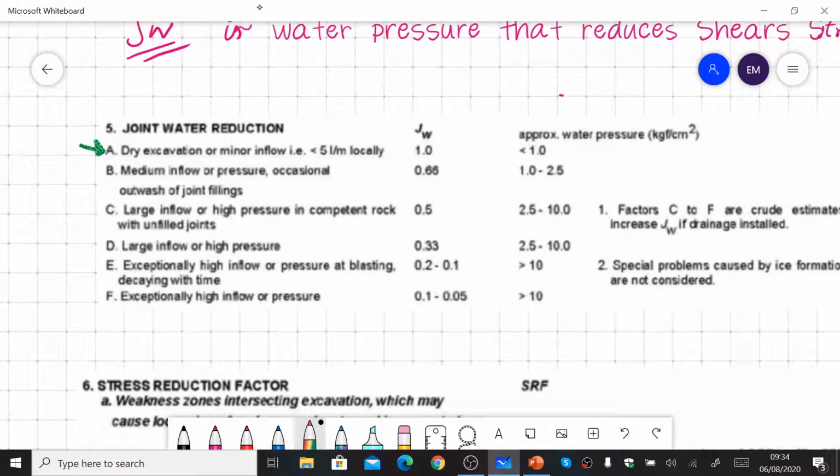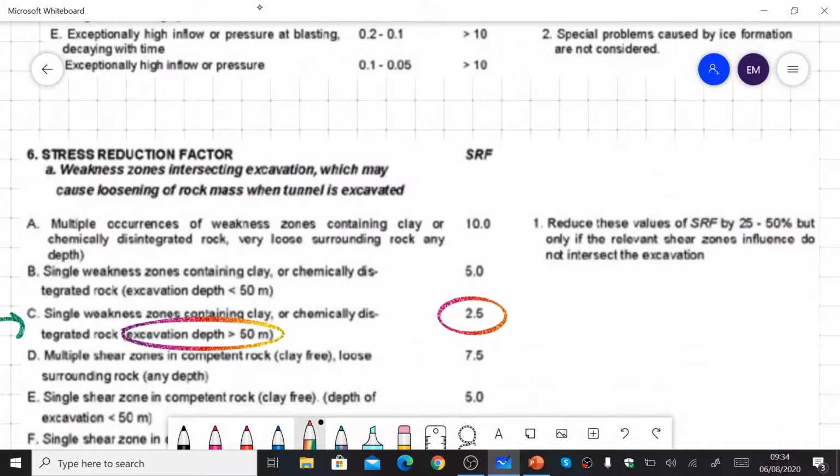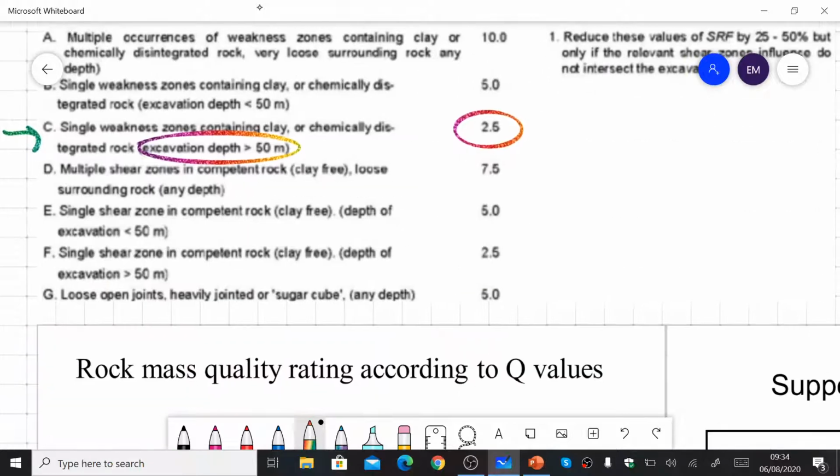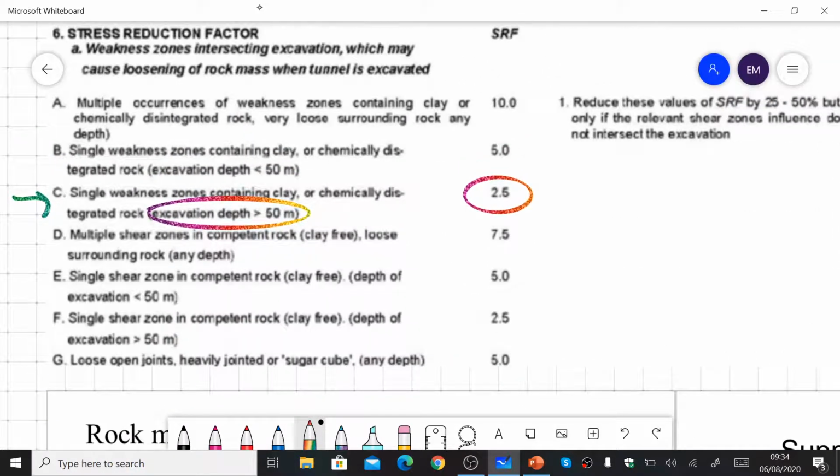This is how we use JW. If your joint is totally dry, we use a value of 1. If large inflow is happening, we use a value of 0.33 and so on. And lastly, the table of SRF. For different conditions, if you have a single weakness zone, we use a value of 5, and if we have multiple occurrences of weakness zone, we use a value of 10.